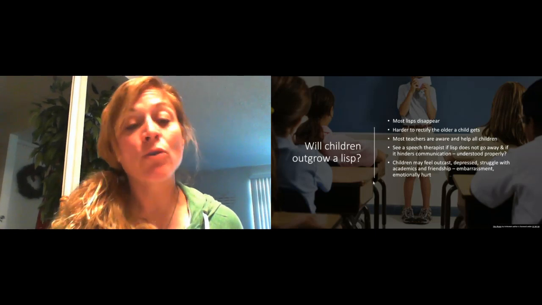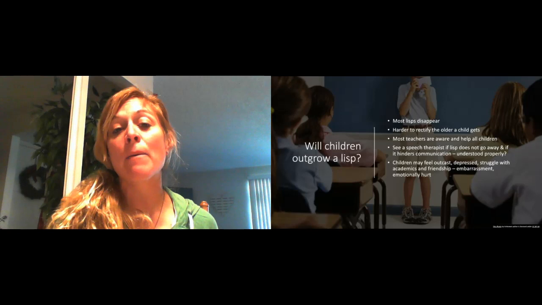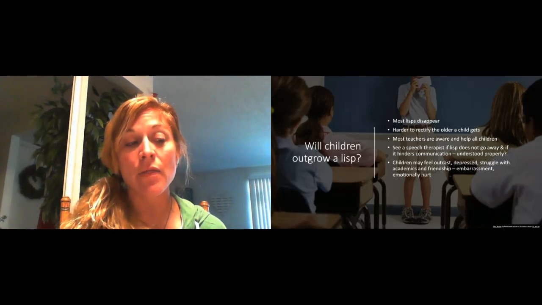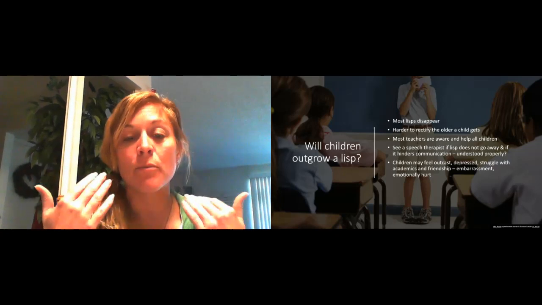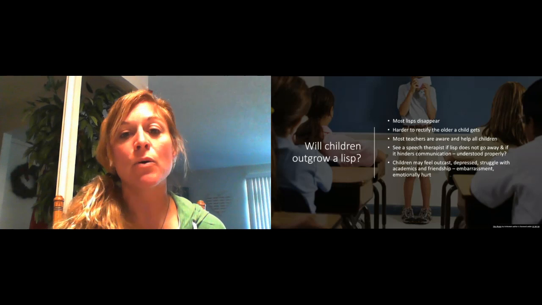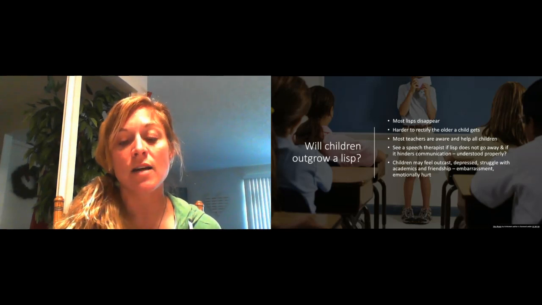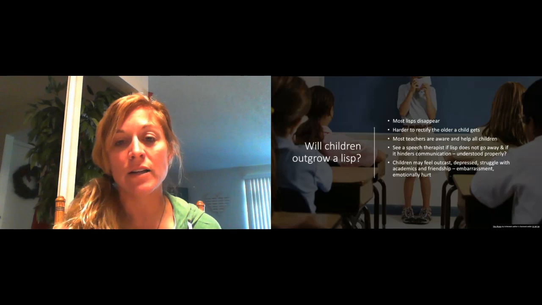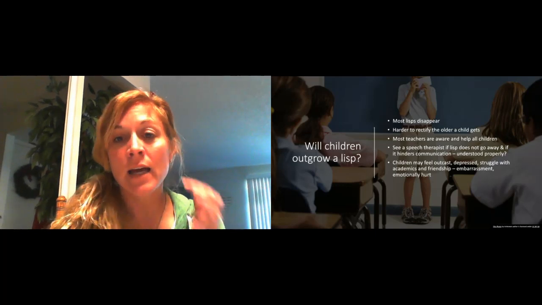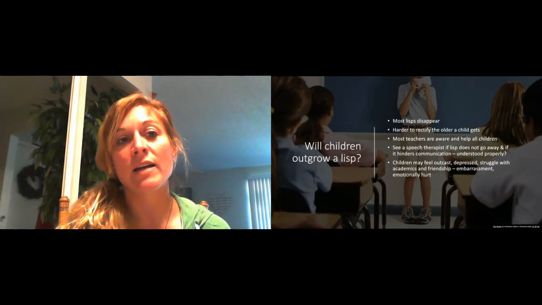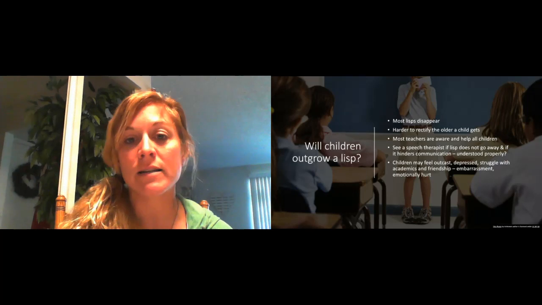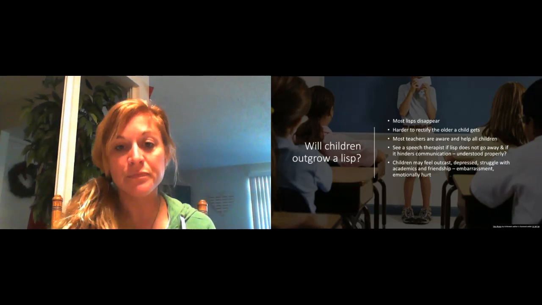Will children outgrow a lisp? So most of them, they say disappears, but the learned behavior is already programmed in. So the lisp will always be there. It's just working on that and trying to rectify it. And that being said, the older a child gets, it is harder to minimize that lisp or make it go away completely.